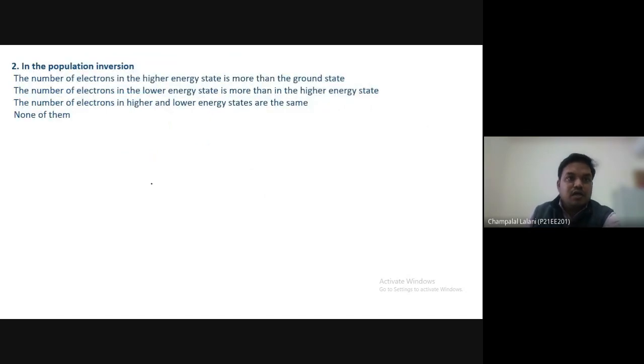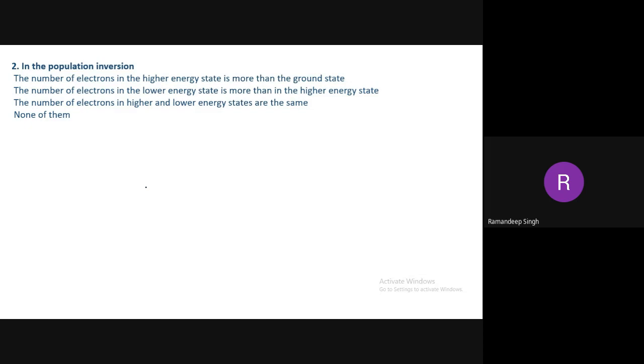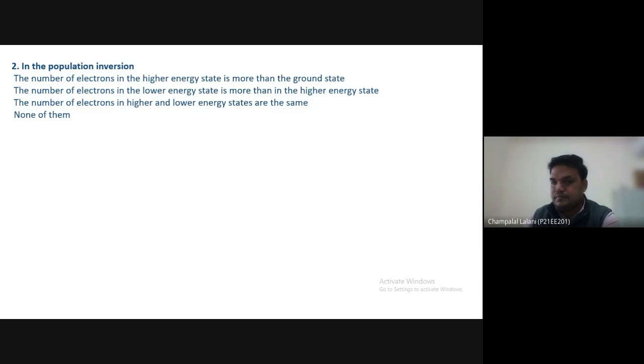Second question. In the population inversion, we have four options, 1, 2, 3, 4. The number of electrons in the higher state is more than the number of electrons in the ground state. The number of electrons in the lower state is more, or the number of electrons are same in both the higher and the lower state, or none of them. You have to give one answer. You can write in the message box, or you can directly turn on your speaker and say the answer. It's the first one. The number of electrons in the higher energy state is more than in the ground state. Yeah, correct. This one is the correct answer.